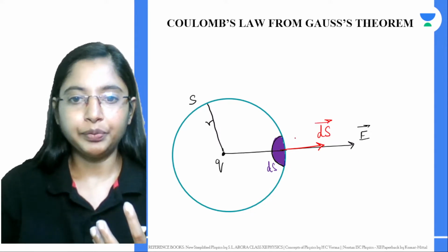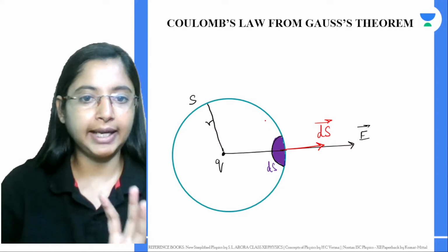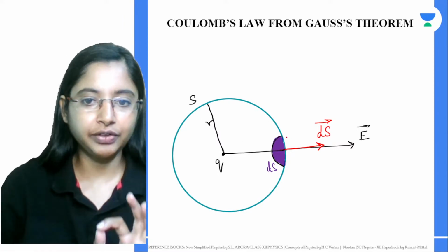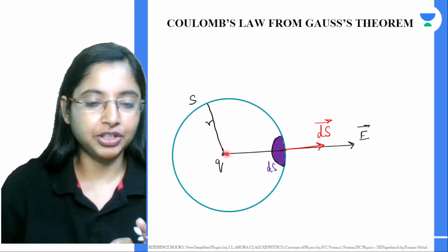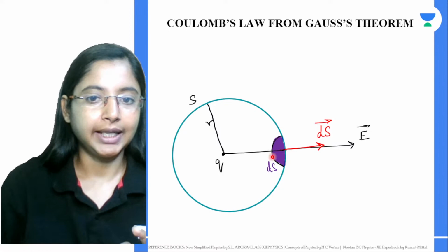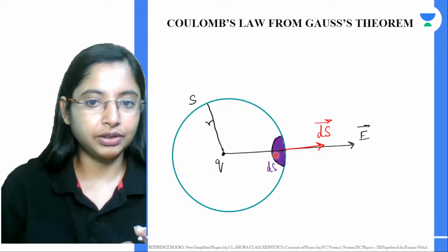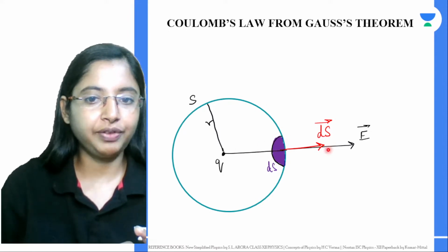So what will be the flux because of this? We're not talking about the entire flux. We are interested in the small surface that you're seeing over here. Because of this charge inside the closed sphere, how many field lines are passing through this small surface?